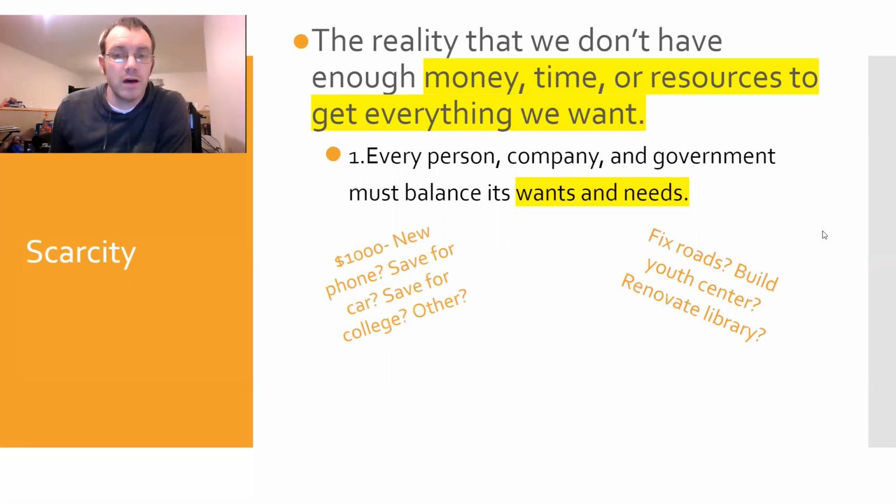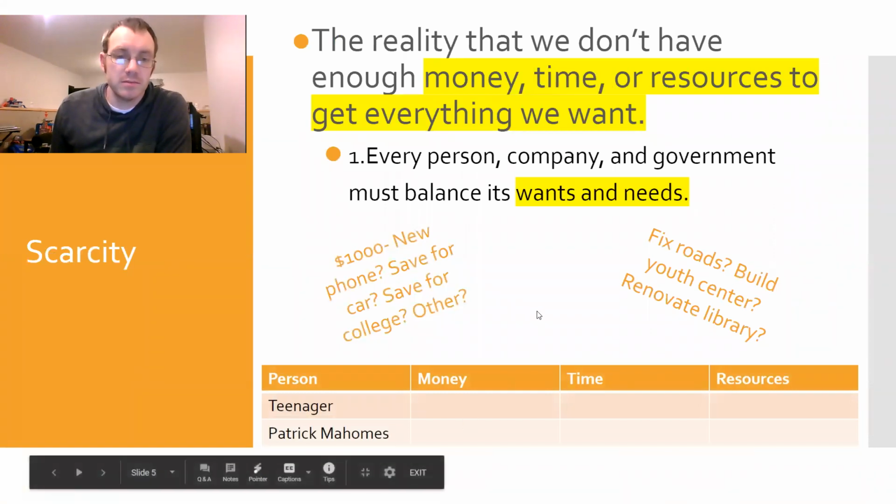So a city has some money, tax money. Are they going to fix roads, build a youth center, or renovate a library? Again, they can't do all of it, so they have to choose one. Big choice. And when you look at different people, think about a teenager versus Patrick Mahomes.